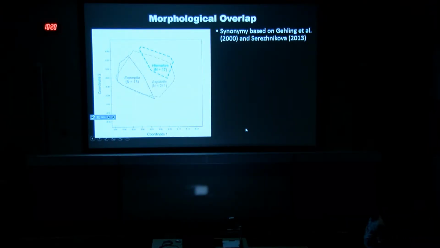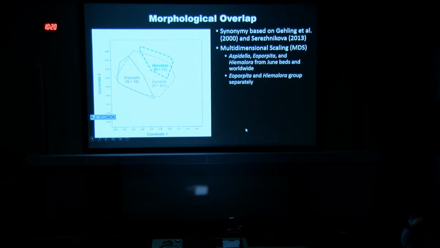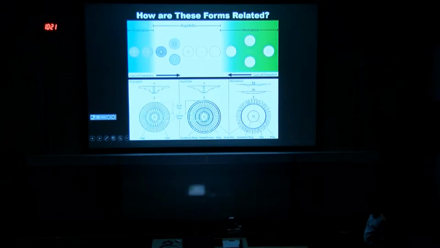Looking at specimens worldwide, based on synonymy from Gehling et al. and Serezhnikova, we put together a multidimensional scaling using 8 different common features to see how they were related. And you can see that Hemilura and Eoporpita morphologically group separately with no overlap, but Aspidella itself covers the gap in between them and indeed covers the morphospace almost entirely of Hemilura and Eoporpita.